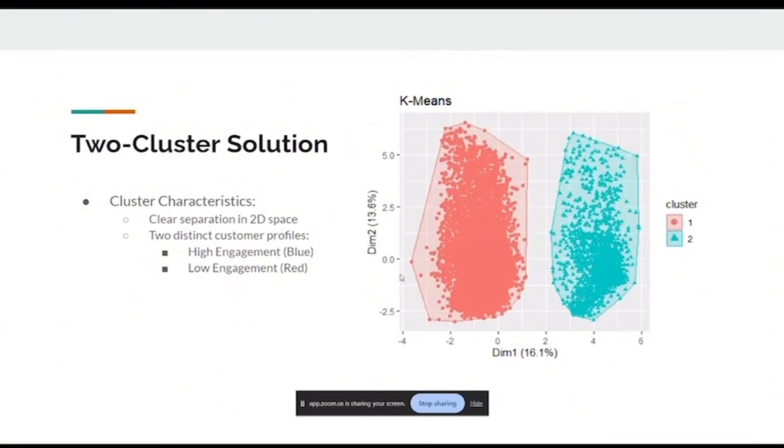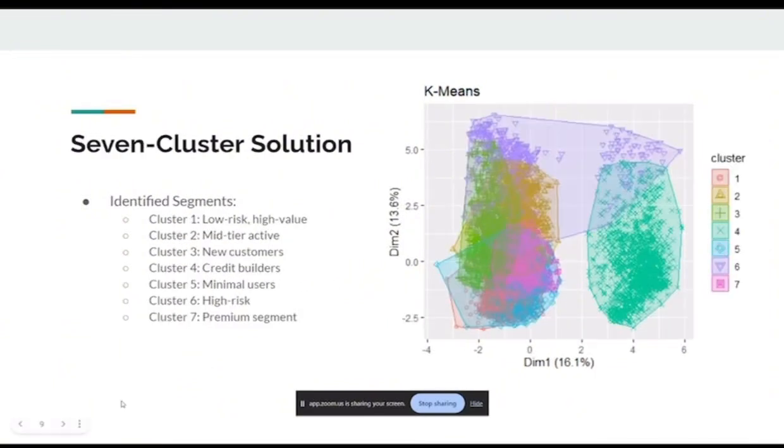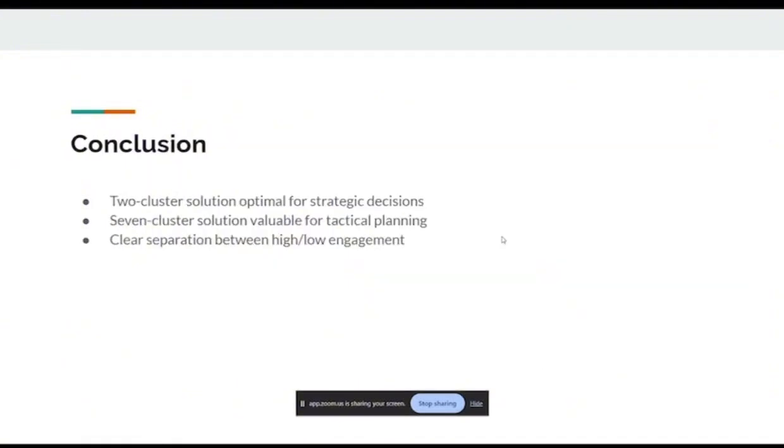So here's our 2 cluster solution, and then here's our 7 cluster solution, which is a little more niche, but you can see the low risk, higher values, and a premium segment. So overall, the 2 cluster solution provides optimality for strategic decisions, like longer term goals, and our 7 cluster solution is valuable for tactical planning, or maybe some short-term advertisements.